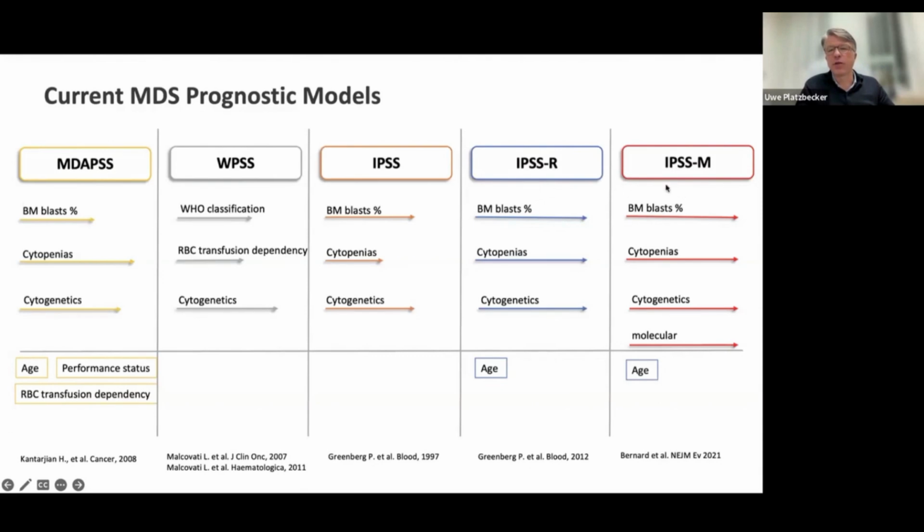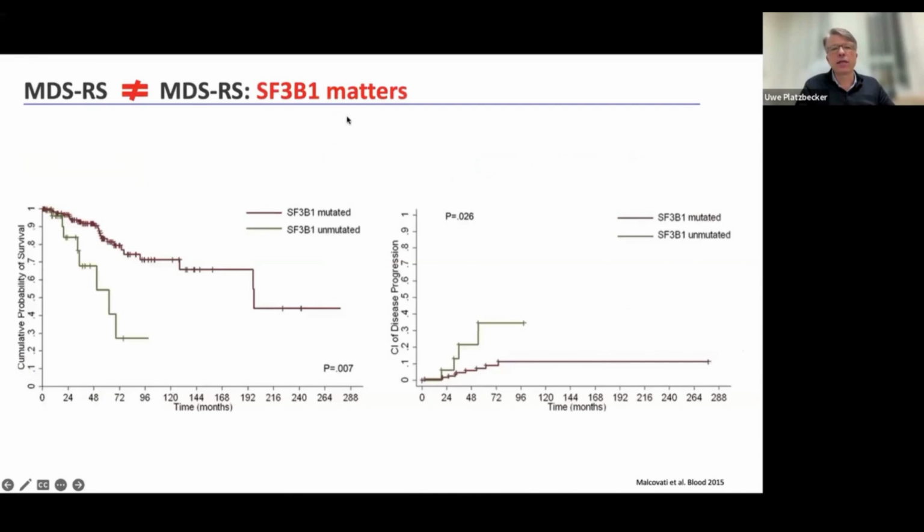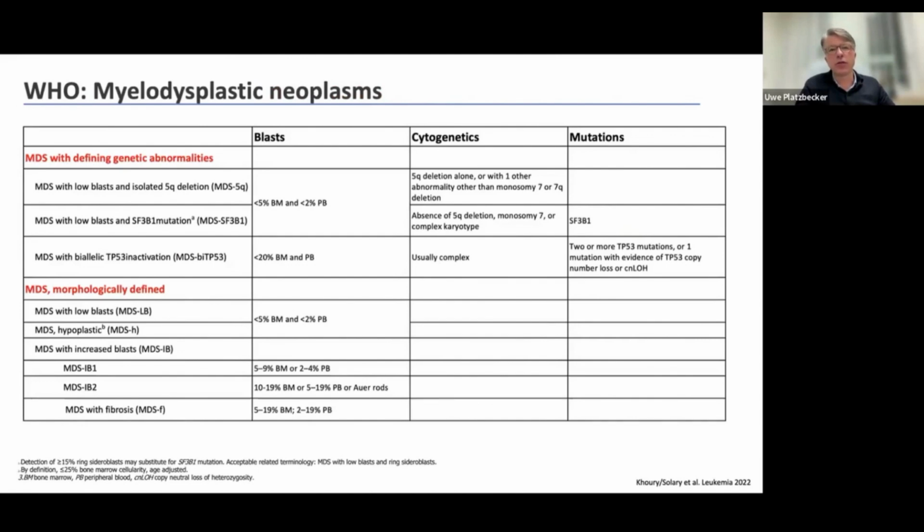I also emphasize the IPSS-R at the very beginning because we have a recent development, the IPSS-M, which now also includes molecular abnormalities being prognostic in the given patient population. And this is important because morphology is informative, but is not prognostic in many cases. Especially if you have patients with a ring sideroblastic phenotype, the SF3B1 mutation matters with regard to survival, but also the cumulative incidence of disease progression. So patients with a ring sideroblastic phenotype and an SF3B1 mutation have a very good prognosis. And this has been introduced into the recent WHO classification with the new category of MDS-SF3B1: patients with less than 5% bone marrow blasts and an SF3B1 mutation.